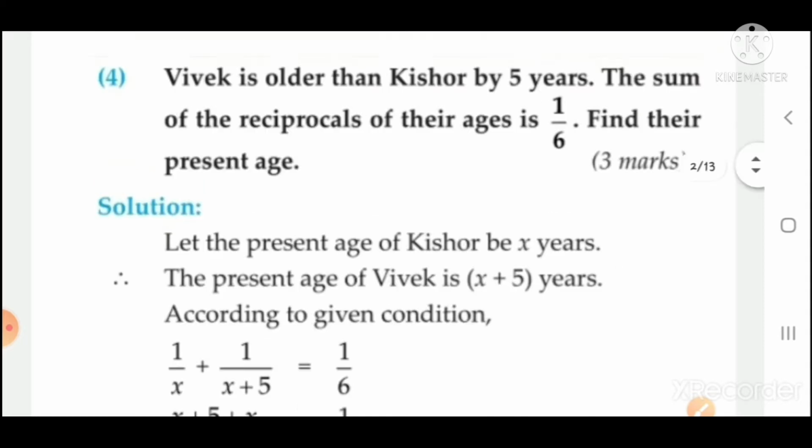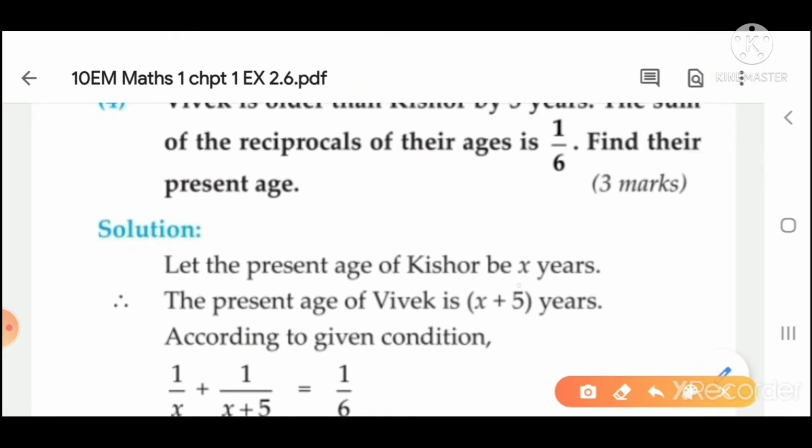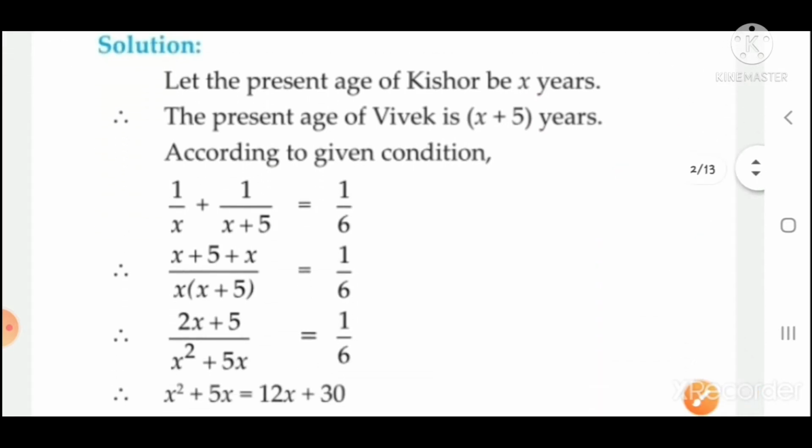So x plus 5. According to the given condition, the sum of the reciprocals. Sum means what? I'll take x plus x plus 5, and reciprocal. Reciprocal means क्या होता है, उसका उल्टा. That means I have to take 1 upon x plus 1 upon x plus 5 in this way. Reciprocal लेना. x का reciprocal क्या होगा, 1 upon x, और x plus 5 का reciprocal क्या होगा, 1 upon x plus 5. दोनों को add कर दीजिए. Equal to what? 1 upon 6. Are you getting? In this way.